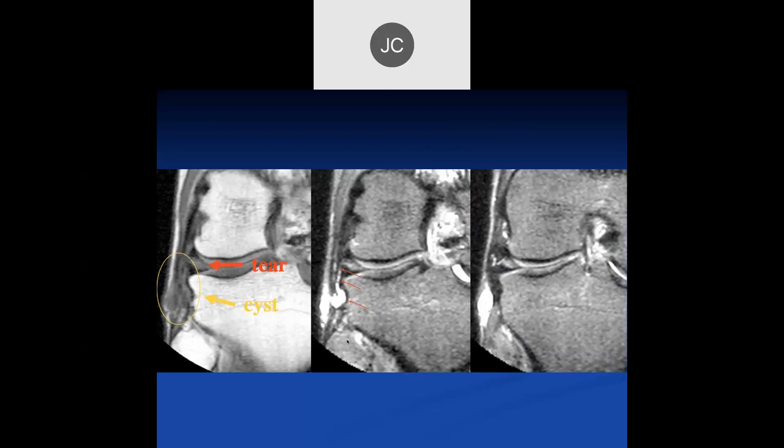The main treatment for these, other than the conservative approach I was talking about, is to do arthroscopy and then go through the meniscus all the way to the periphery and excise all the cysts that you can find, and then suture the meniscus in place.